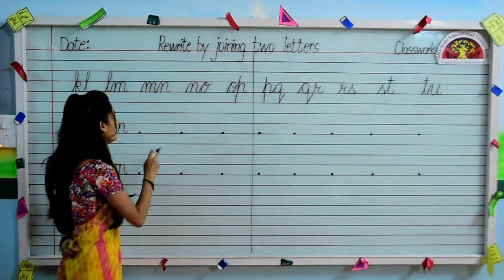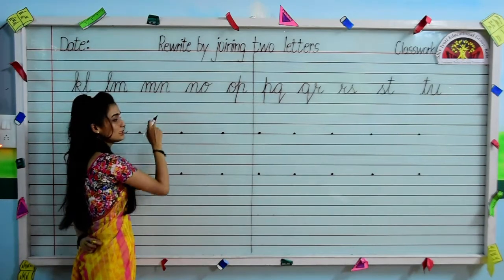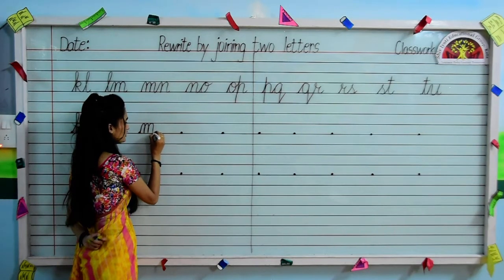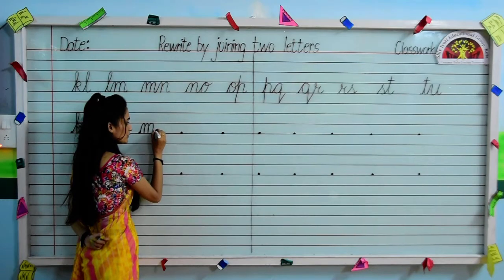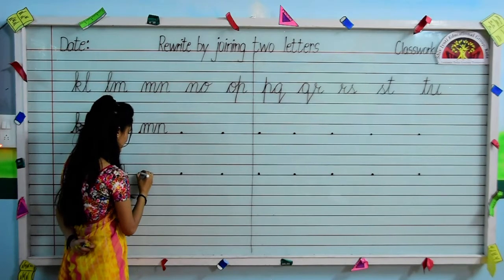Your next letters are M, N. We have to see how to write M, N together. First we will make letter M like this from the dot between the second and the third line. Then from the end point of letter M, we will start making letter N like this. Okay? Once again, let's see.